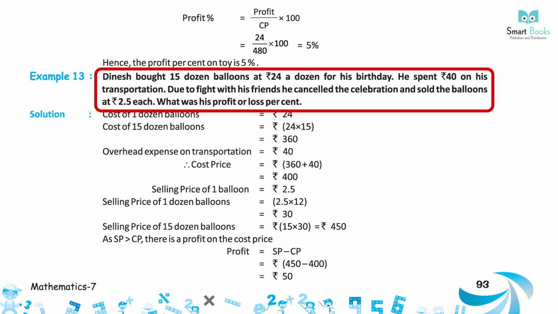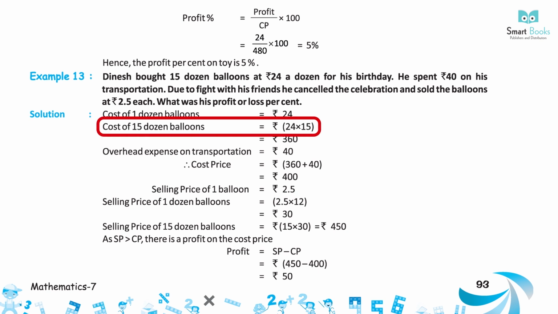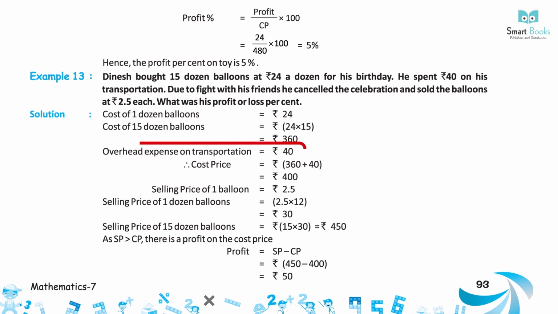What was his profit or loss percent? Solution. Cost of 1 dozen balloons is equal to rupees 24. Cost of 15 dozen balloons is equal to 24 into 15, is equal to rupees 360. Overhead expenses on transportation are 40. Cost price is equal to 360 plus 40, is equal to rupees 400.